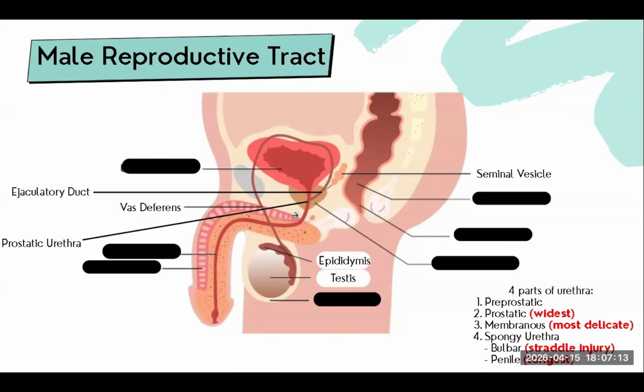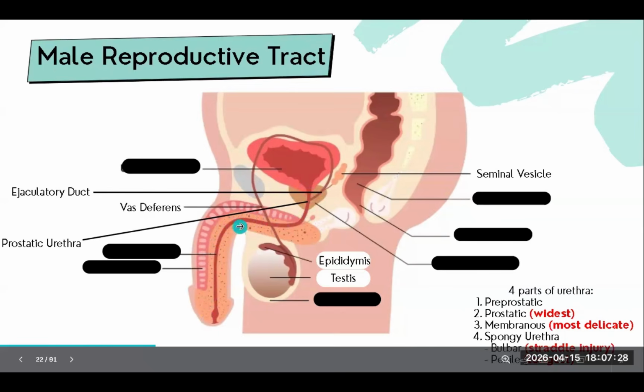The prostatic urethra is the widest. The membranous urethra is the most delicate. The bulbar portion of the spongy urethra is more subjected to straddle injury, and the penile urethra part of the spongy urethra is the longest.